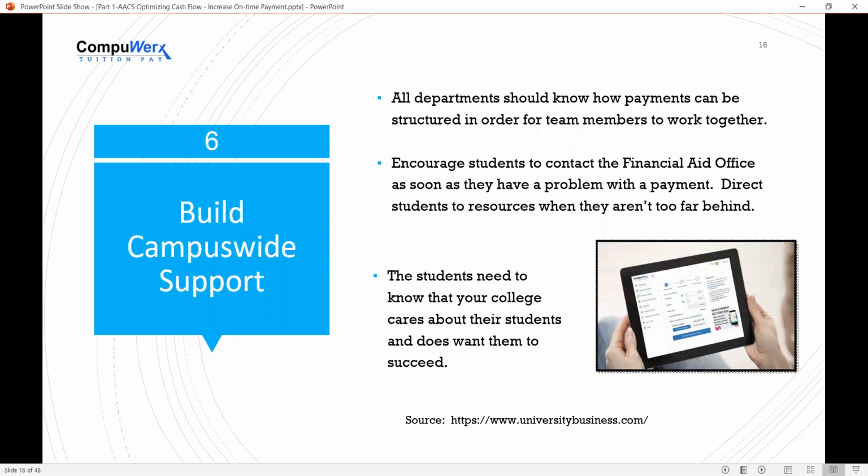Number 6, build campus-wide support. All departments should work together on the same team for this. Encourage your students to contact the financial aid office as soon as they have a problem with payment. Direct the student to resources where they can get help. The students need to know your college cares for them and wants them to be successful.